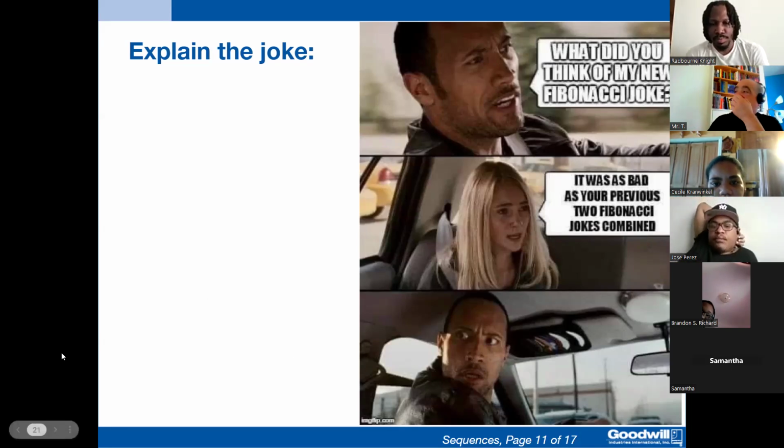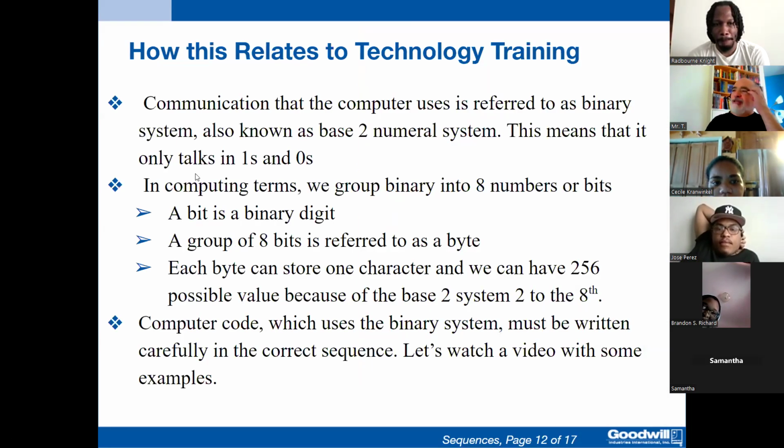So anyway, let's go to the Fibonacci joke. It says, what did you think of my new Fibonacci joke? It was as bad as your previous 2 Fibonacci jokes combined. Okay, a little humor. I don't know if you got it or not, but okay.